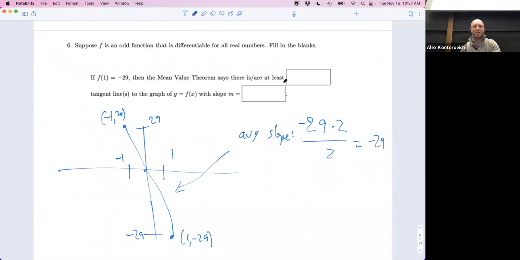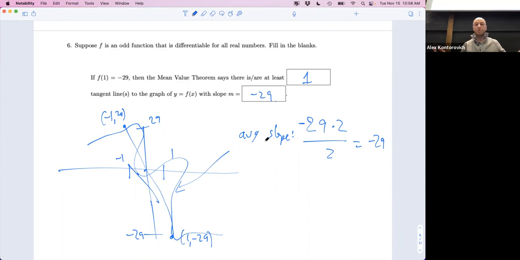So the mean value theorem says there's at least one tangent line to this graph. All I know about it is that it's differentiable. I have no idea what it's doing anywhere else. Whatever it's doing, there's at least one tangent line to this graph with slope equal to -29. The average slope is achieved instantaneously at some value.